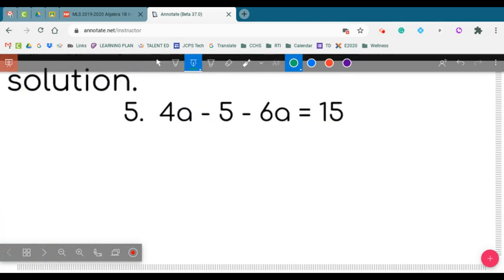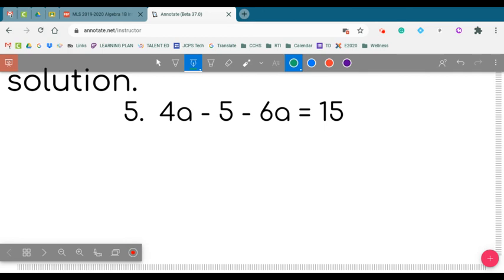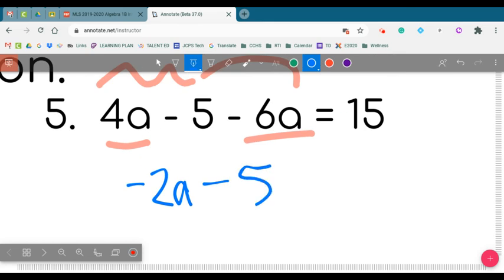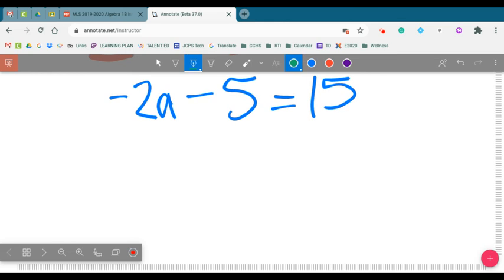Okay, next one. There's no parentheses to distribute, so I'm going to see if I can combine like terms. So on this side, is there anything I can combine? If you say 4a and -6a, you are correct. So positive 4a and a -6a, you're going to subtract them and keep the sign on the bigger number. You're going to get -2a minus 5 equals 15. Then you're going to solve it.